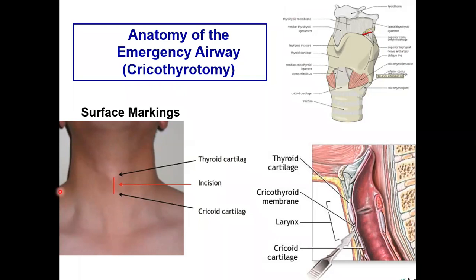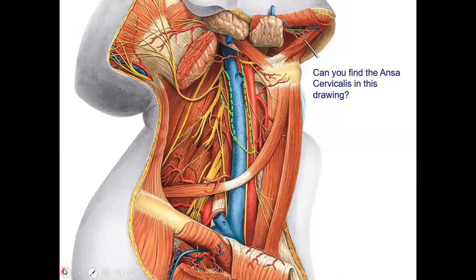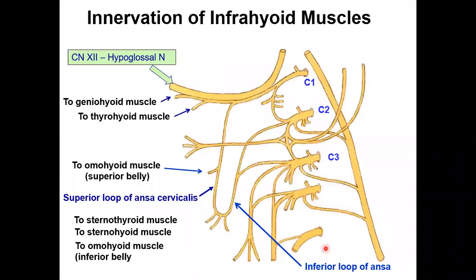And in fact, let me go back to show you. Yeah, all these are muscles. So the ansa cervicalis is for innervation of muscles in the neck. Your geniohyoid, your thyrohyoid, your omohyoid, all those are coming off of these nerve fibers here.